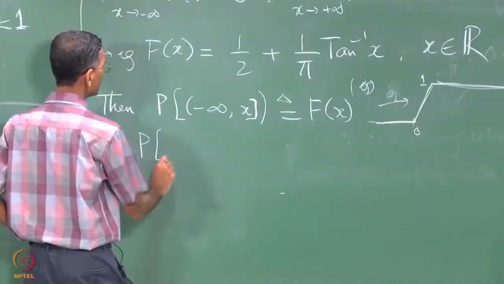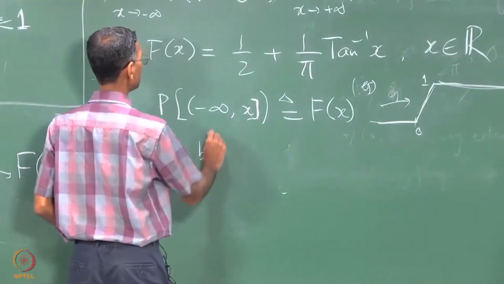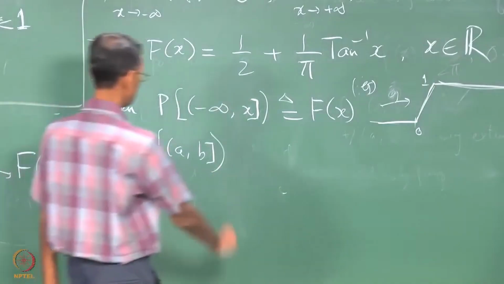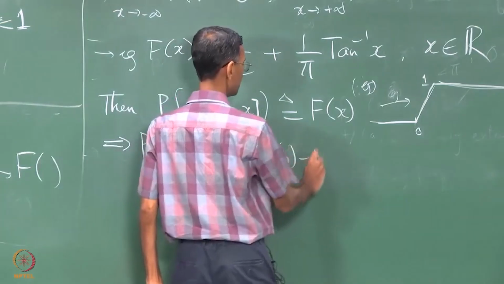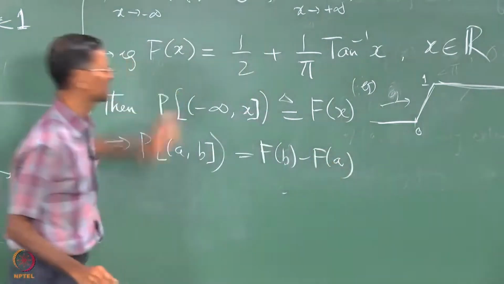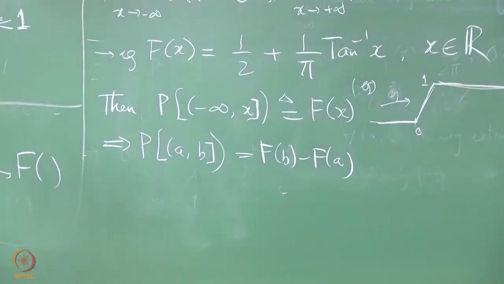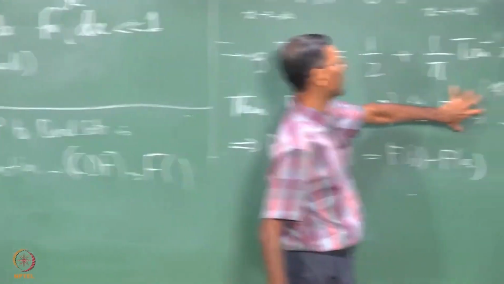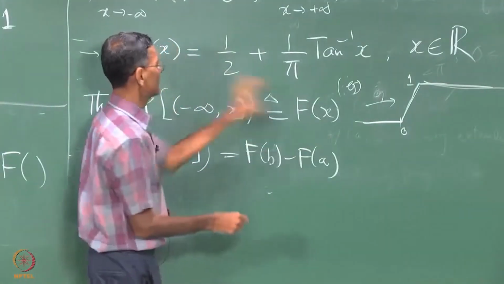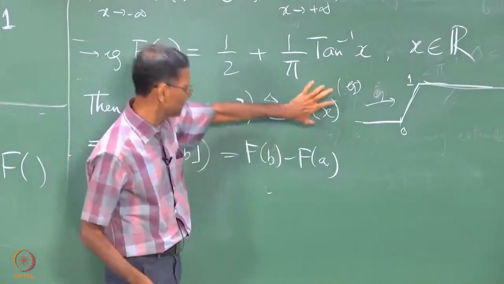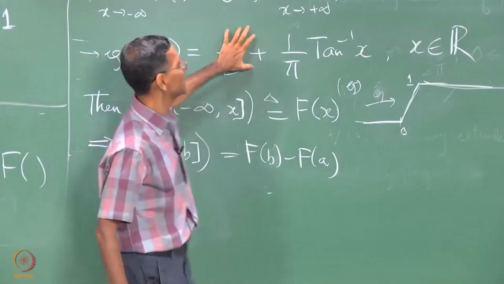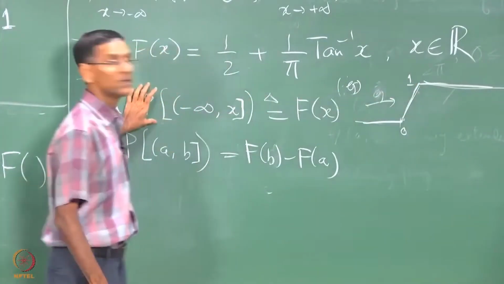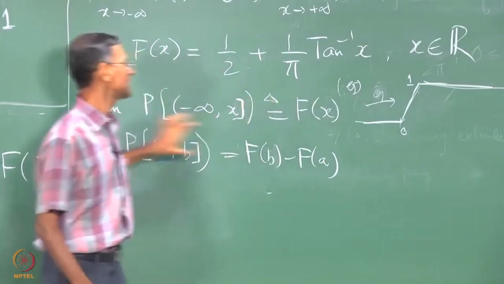That the probability of the interval a to b, not including a but including b, will be f of b minus f of a. This follows directly from the definition of the CDF. I am saying that I am starting out with some such function, either like this or like this, and given this I can always do this, and then if I do this, this follows.